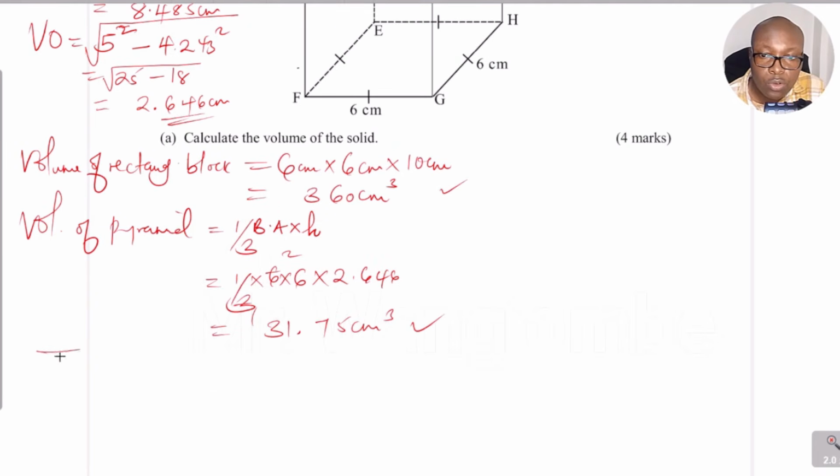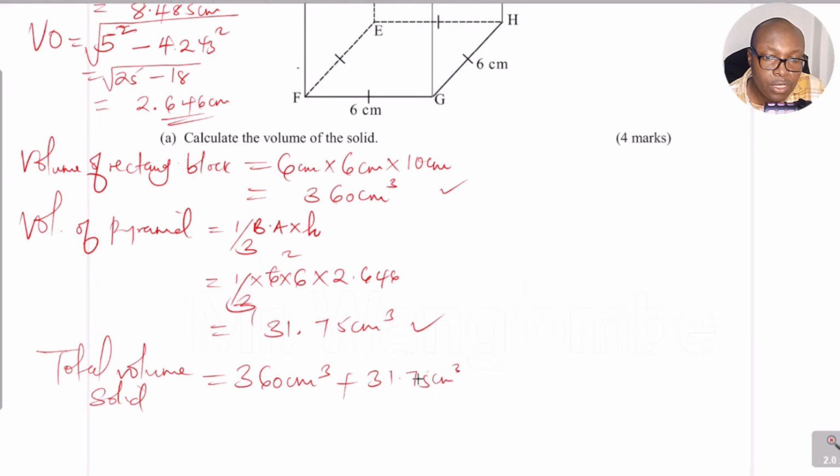Now we get the total volume. The total volume of the solid will be given by the volume of the rectangular block, which is 360 centimeters cubed, plus the volume of the pyramid, which is 31.75 centimeters cubed. So we add these, and this gives 391.8, correct to 4 significant figures, centimeters cubed. So that is how you get the volume of the solid.